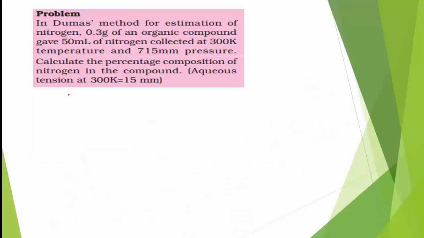So the next problem is, in Lassaigne's method for estimation of nitrogen, 0.3 gram of an organic compound gave 50 ml of nitrogen collected at 300 Kelvin temperature and 715 mm pressure. Calculate the percentage composition of nitrogen in the compound. Aqueous tension at 300 Kelvin is 15 mm.